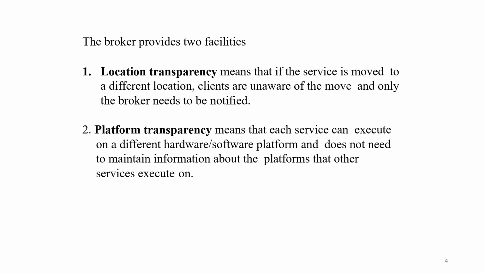The broker provides two important facilities. First is location transparency. Location transparency specifies that irrespective of the change in location, the client should keep on getting the same services. If the service moves from one location to another location, the client does not have to make any configurational changes. Only the broker should get the notification of the change in location. The broker should take necessary actions to make sure that the client remains unaware of the service location changes.